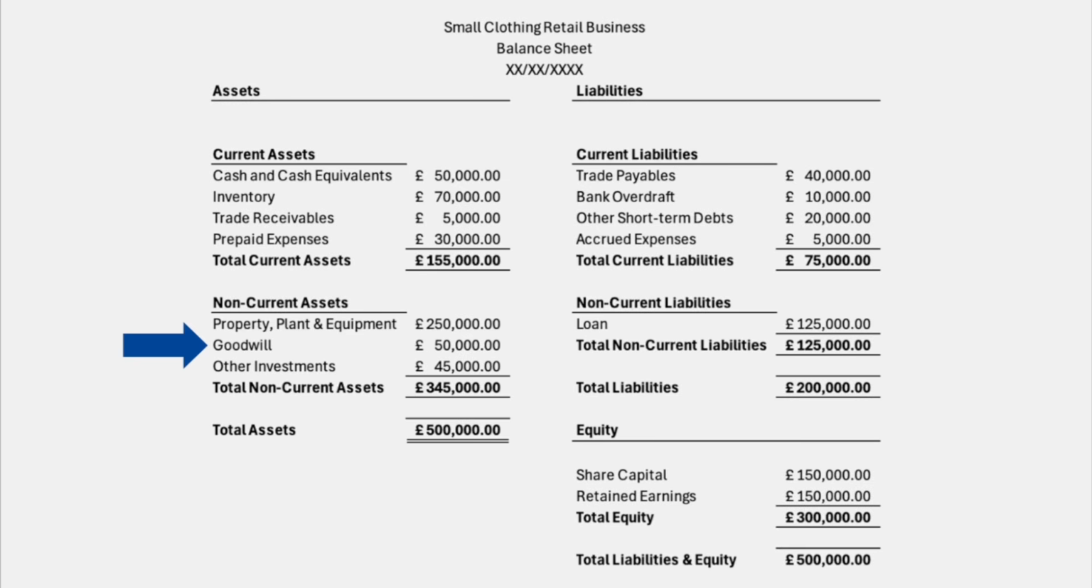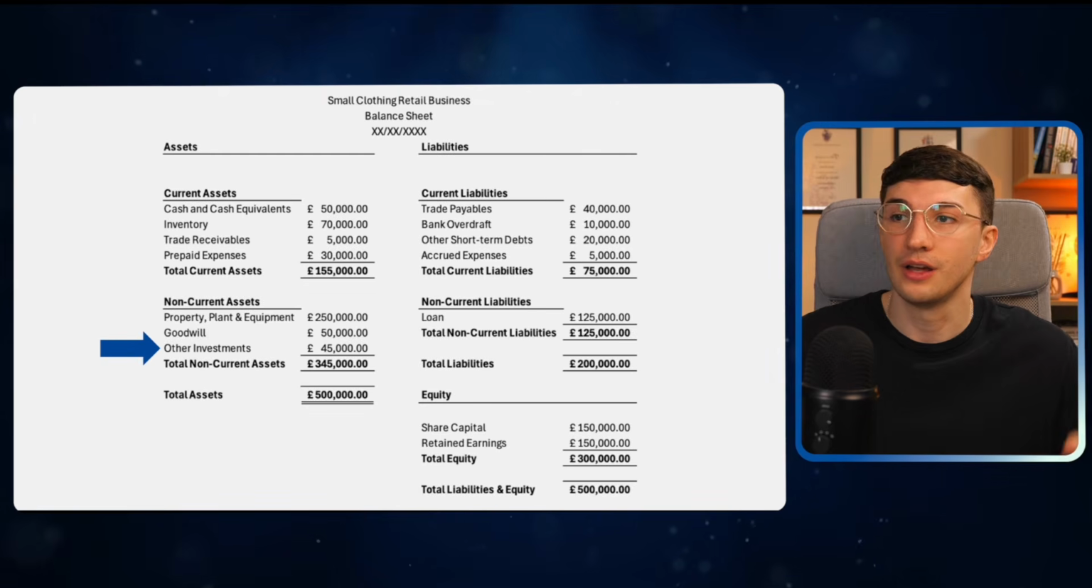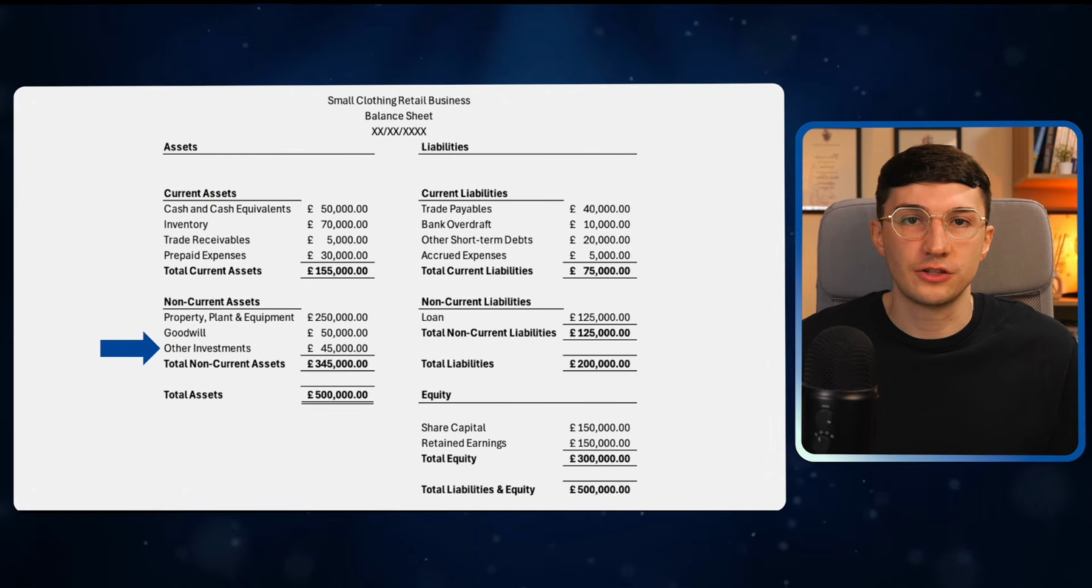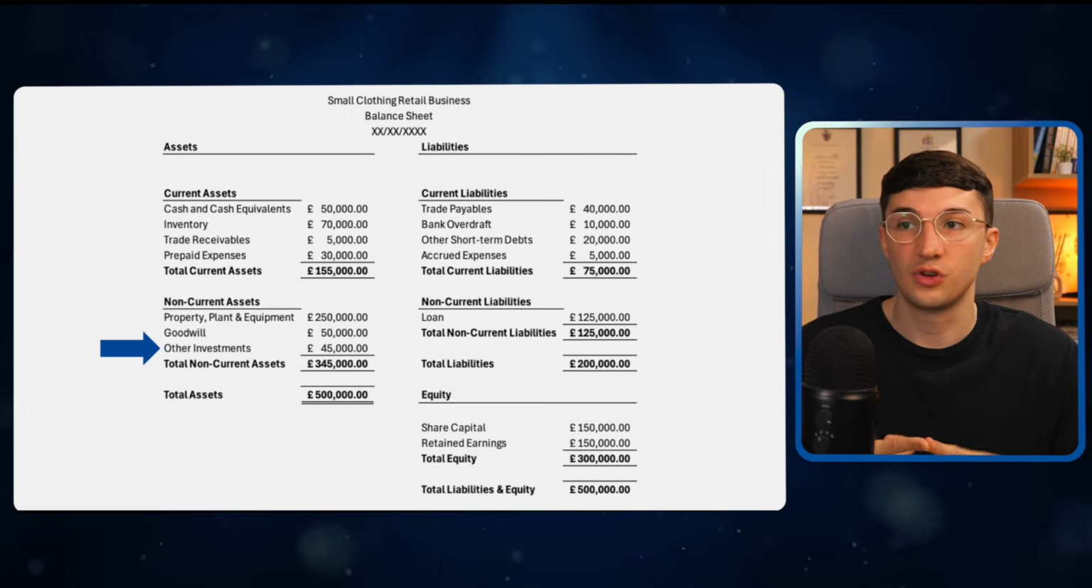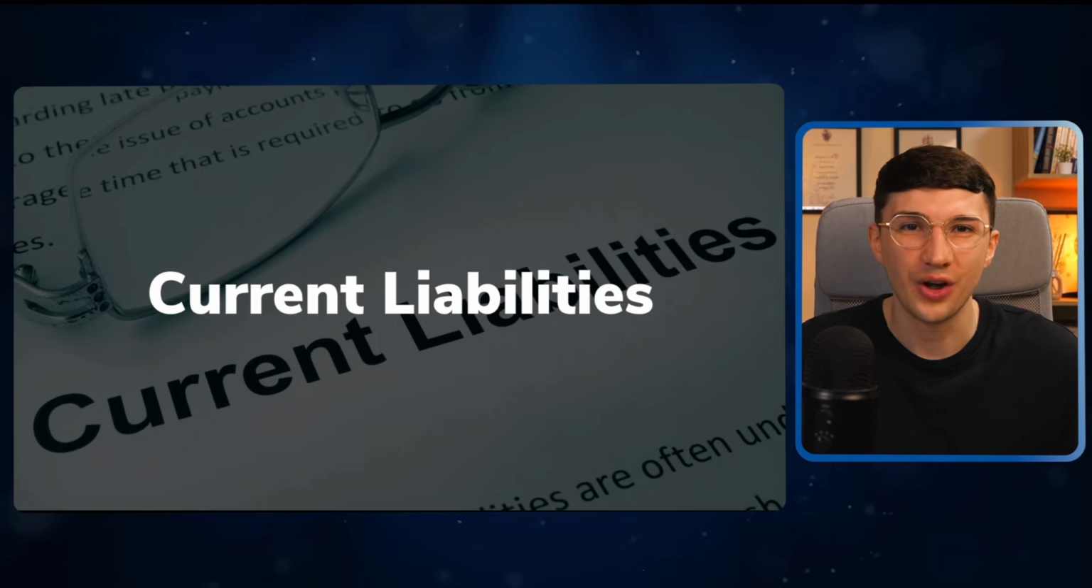Goodwill is basically when a business buys another business and pays more than the value of its net assets to reflect these intangible benefits, like the business's reputation or the customer loyalty it has. Then we've got any other investment. So any other investment could be shares that the business owns in another company. And then we have our liabilities.